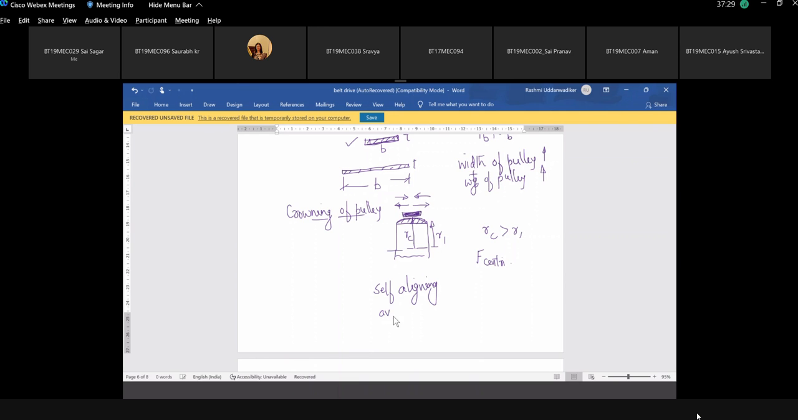And it avoids slipping. So the belt will have a tendency to come back to this region, the central region.